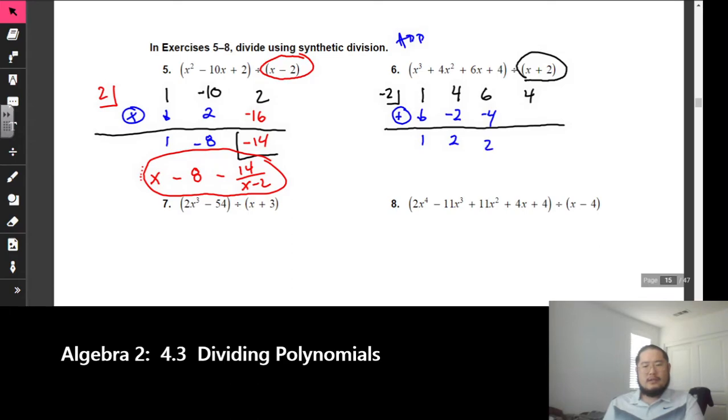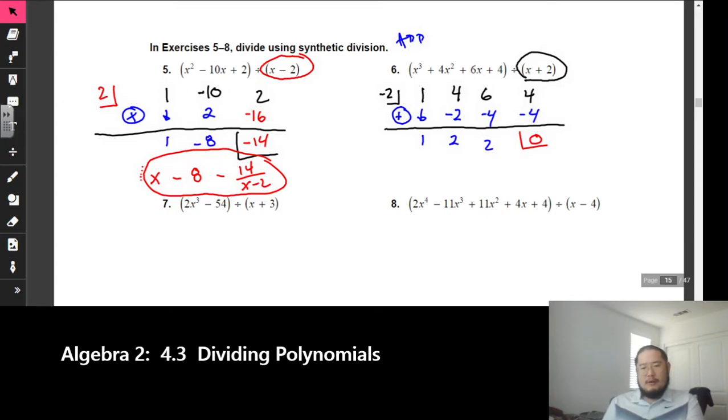Then we take this 2, multiply it by -2, and we get -4. And when I add 4 plus -4, I end up with 0. And that's a good thing, because that means we don't have any remainder. It works out perfectly.